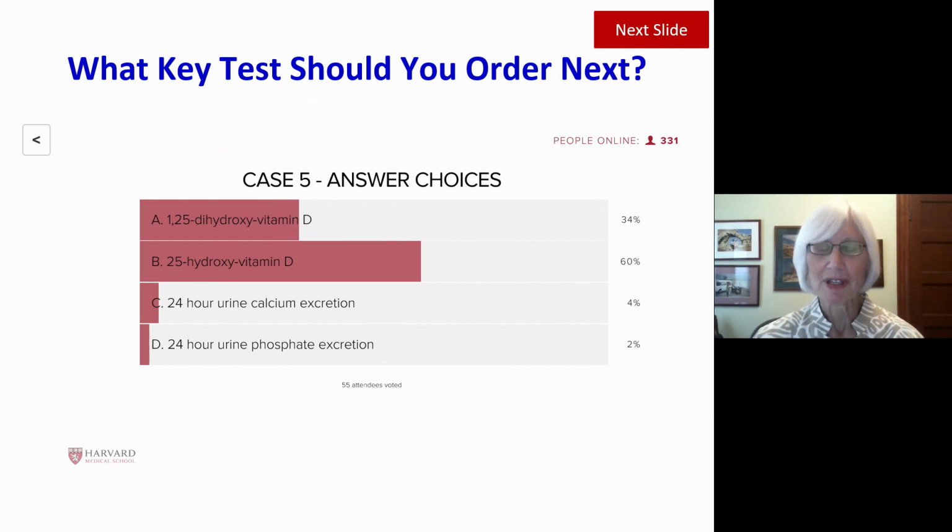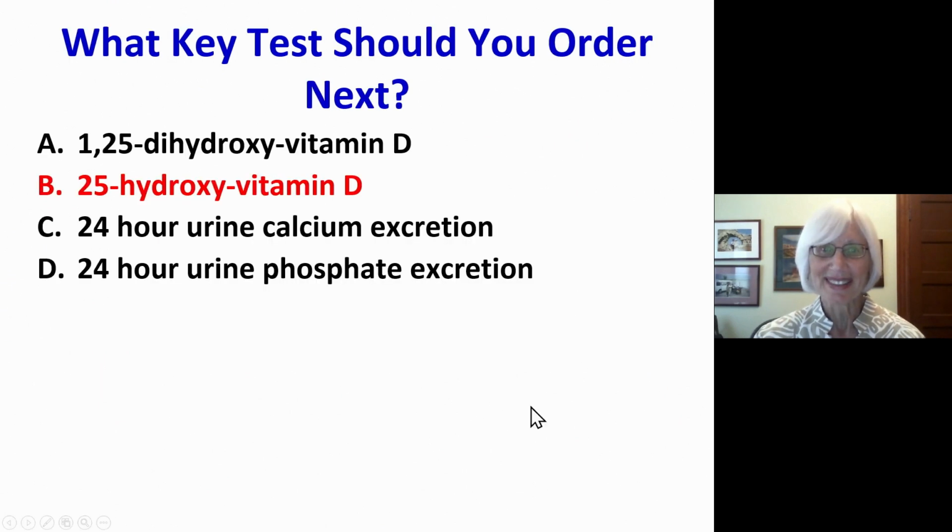A little tougher one. Looks like the two vitamin Ds are duking it out here. Okay, for the sake of time, I'm going to stop now, and it looks like, boy, it's really neck and neck, hard to say.